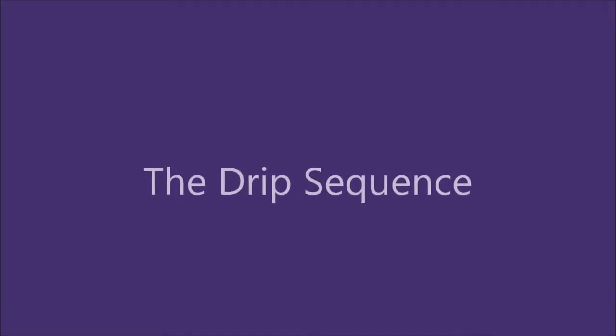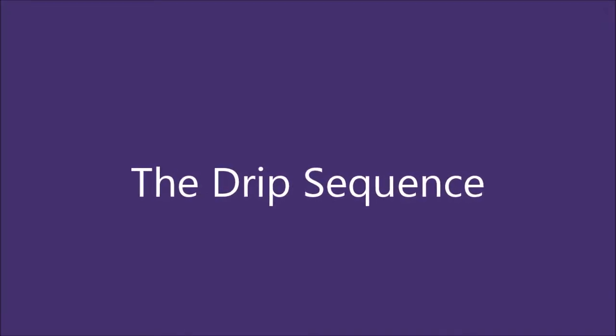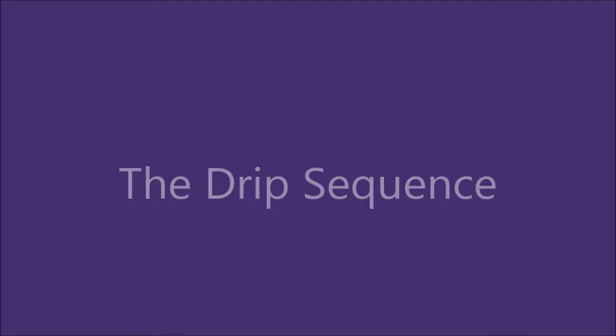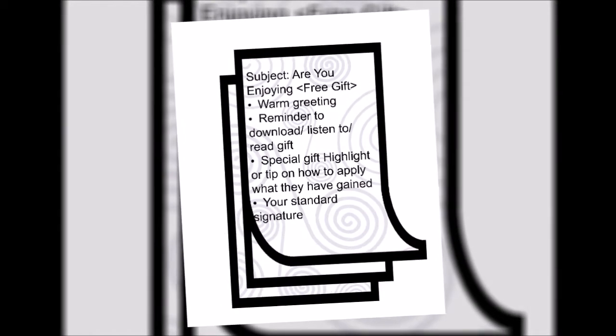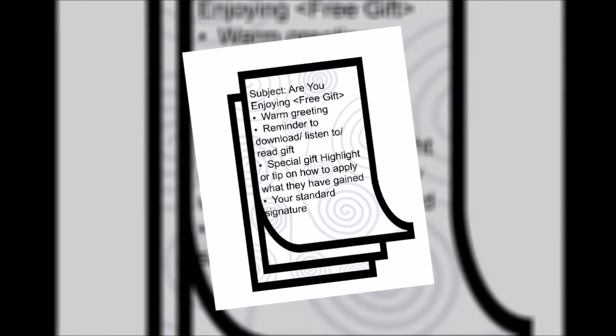On the 3rd day after delivery of your free gift, you'll send your first autoresponder message, and it will include a warm greeting to them and a reminder to download or listen to or read the free gift you've provided to them. You're going to highlight a special tip within the free gift, or you're going to tell them how to apply what they learned from the free gift in their real lives. And then you're going to add your standard signature.